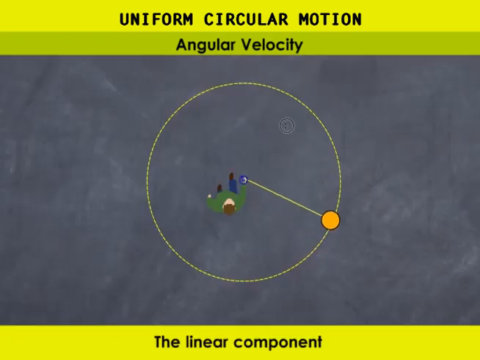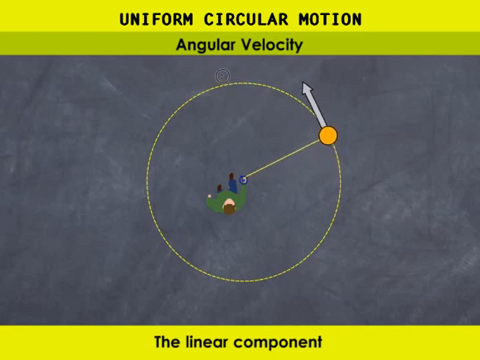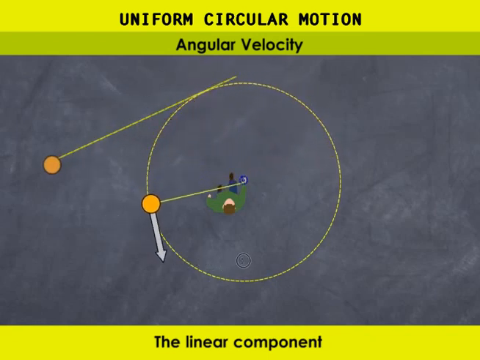The linear velocity at any given point, or the instantaneous velocity, is tangent to the circular path. If the string holding the object in the circular path was to break, the body will proceed with this linear velocity.